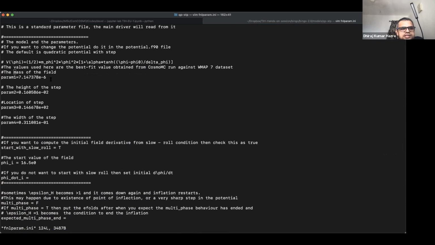For example, the potential is given as half m square phi square times some step. That I'm going to discuss later, maybe if I have time. Otherwise, I'm going to skip it because this is not very important if you just want to understand the slow roll inflation. So half m square phi square, you know that this is the model of quadratic inflation. So as you can see, I have added another part in the potential called 1 plus alpha tan hyperbolic.